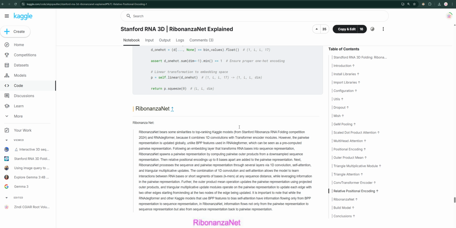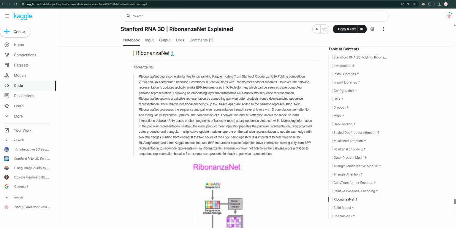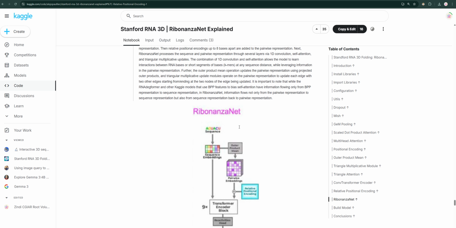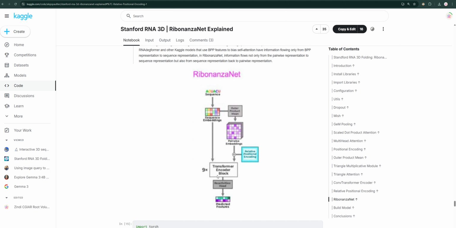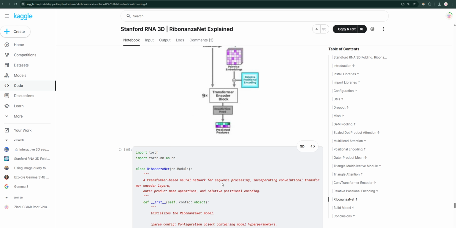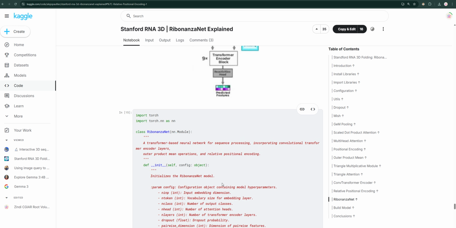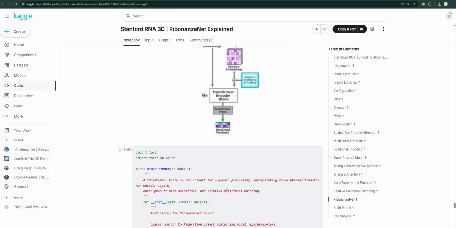Finally, we reach the complete RibonanzaNet model, which integrates all the previous components. The architecture starts by embedding the input RNA sequence, then initializes pairwise features using the outer product mean. It adds relative positional encoding to provide spatial context, then processes everything through multiple conv-transformer encoder layers. Throughout this process, information flows back and forth between the sequence and pairwise representations, gradually refining the model's understanding of the RNA structure. Finally, it outputs predictions for each nucleotide, representing their positions in 3D space.